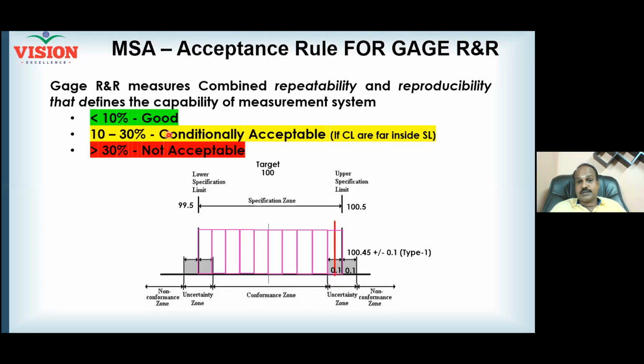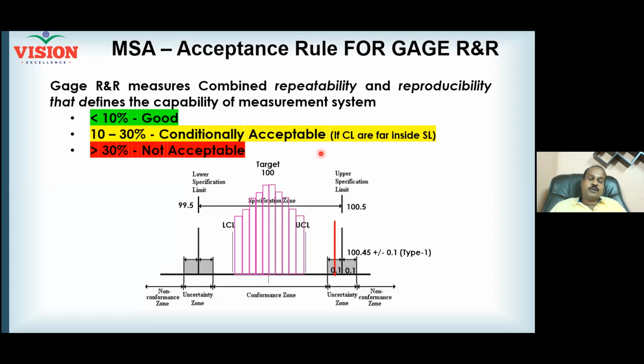That is why we want our measurement error to be less than 10%. If you keep it 10 to 30, then 30% of the zone will become uncertainty. So that's why 10 to 30 is conditionally acceptable. But it is better that we don't keep our control limit closer to the specification limit. I will bring my control limit here through process improvement. You know what is the advantage? Now I started producing everything inside the control limit. Do you think now my measurement error will make me commit type 1 error and type 2 error?